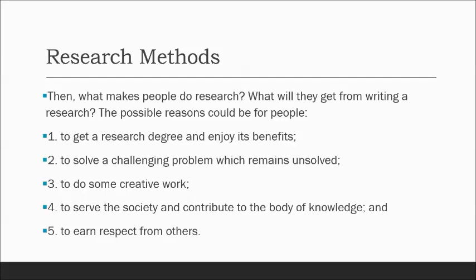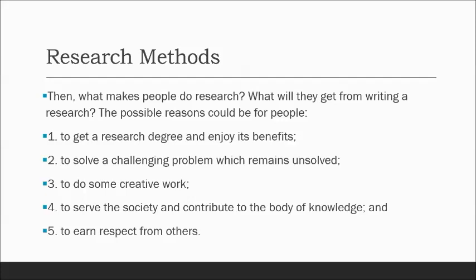So, for you to be able to do that, you have to conduct a research. Okay? To do some creative work. That's why we have to conduct a research. Number four is to serve the society and contribute to the body of knowledge.